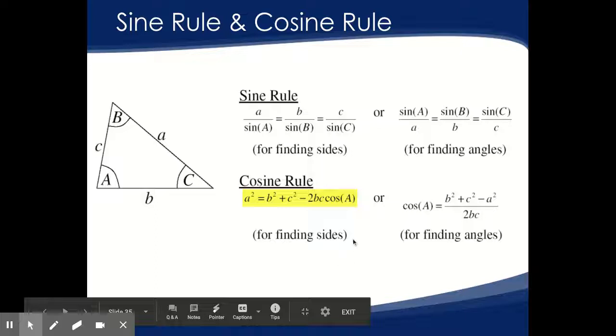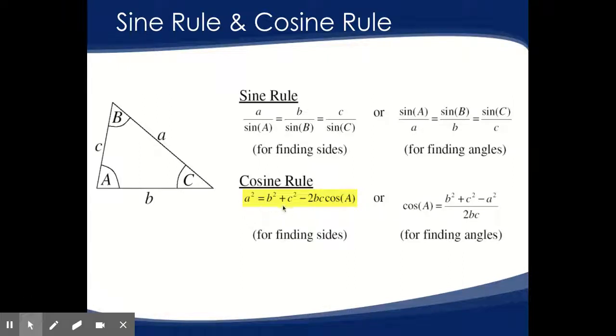Same thing for cosine rule. For this one, you have a squared equals b squared plus c squared minus 2bc, so 2 times b times c, which are the lengths of those sides, times cosine of angle A. You can use this as well.